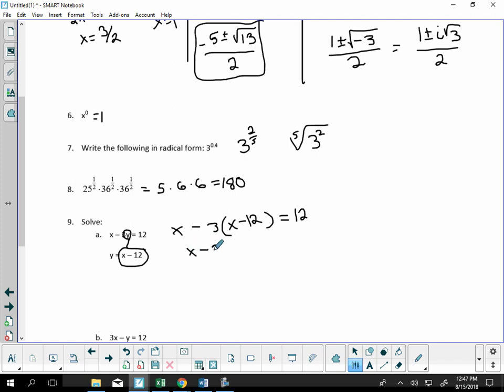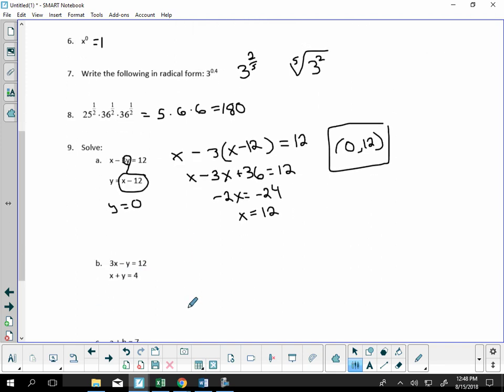Distribute. Negative 2x. I'm going to kind of combine a couple steps. Combine my like terms, subtract 36. Divide by -2. X is going to equal 12. You put that back in, 12 minus 12, and you get y equals 0. Write that as an ordered pair, 0, 12.